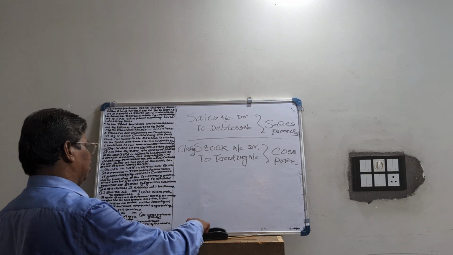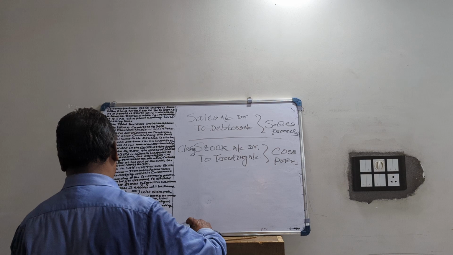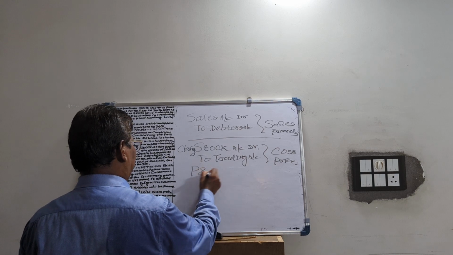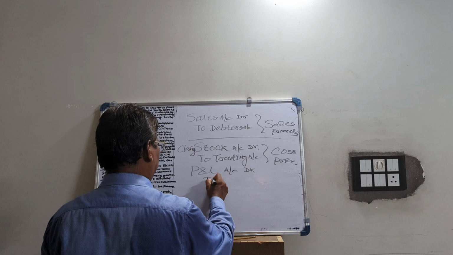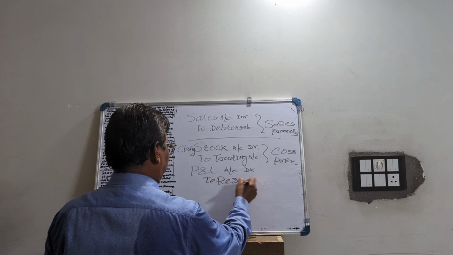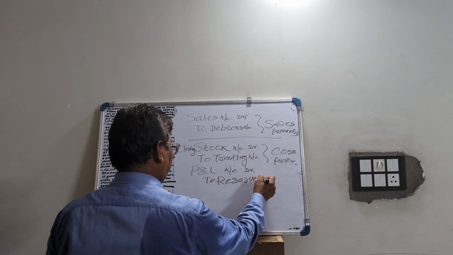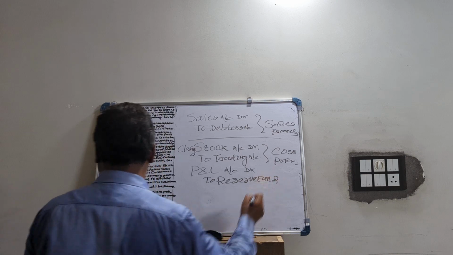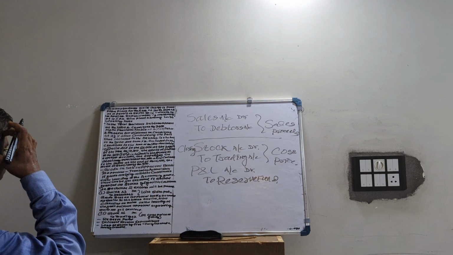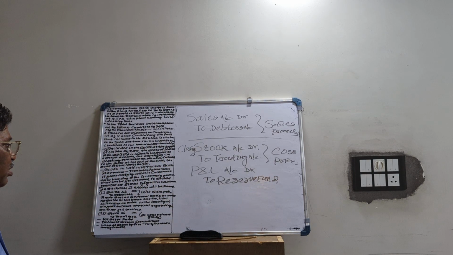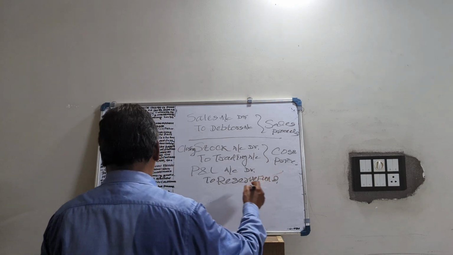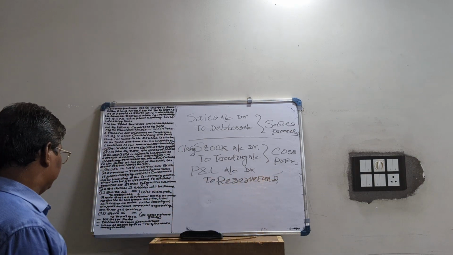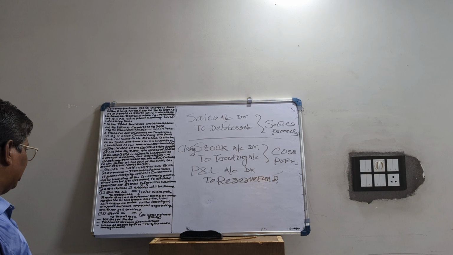Then it is given reserve fund. It is very simple. In case of reserve fund, we will debit profit and loss account and credit reserve fund. The reserve fund will be shown on the liability side as reserves and surplus, after the capital.